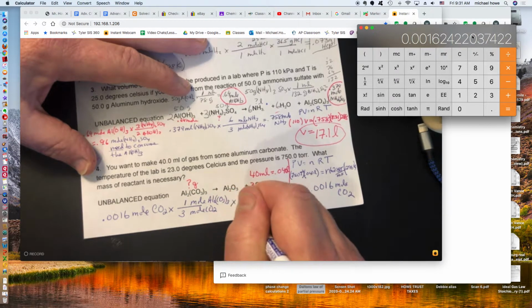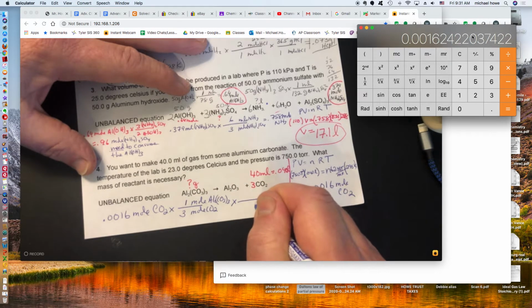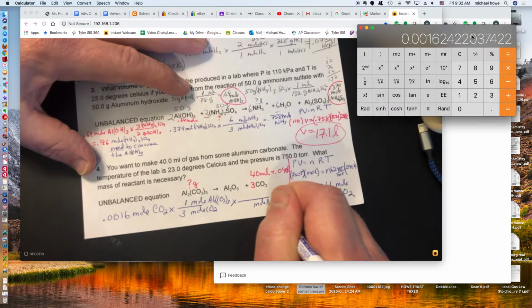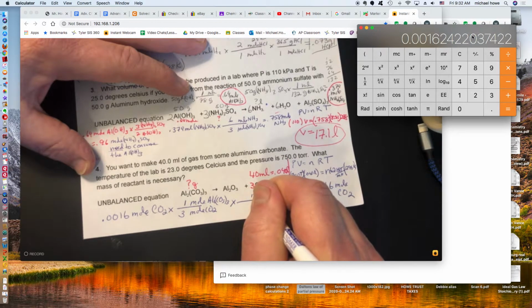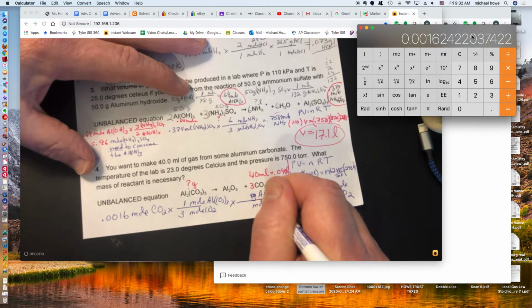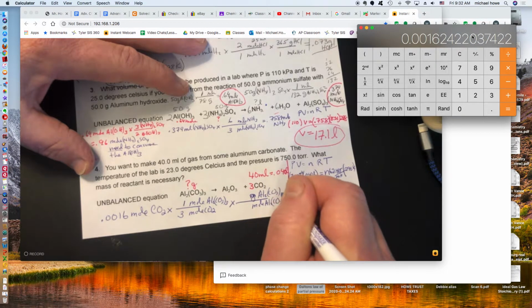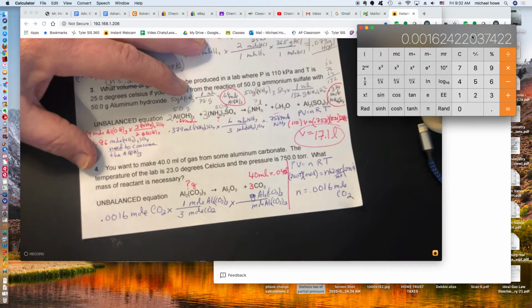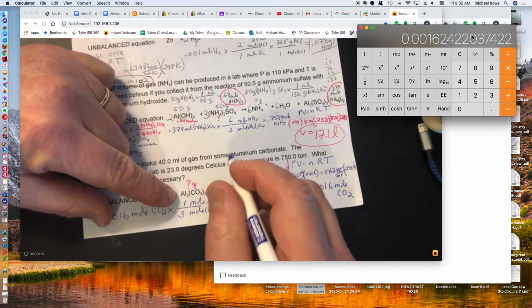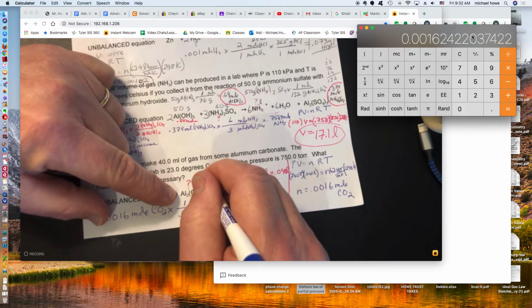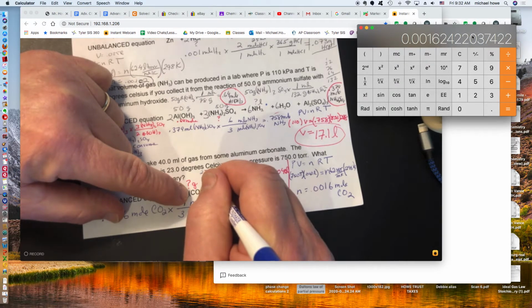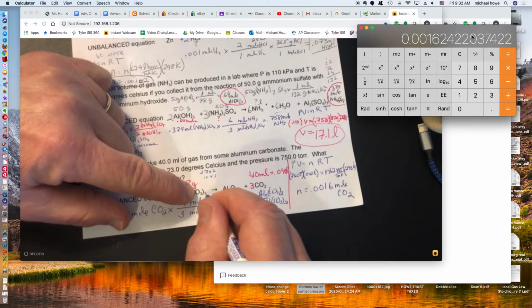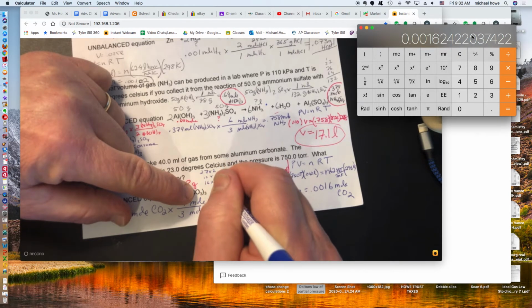Then we need to change to grams of aluminum carbonate. So I'm going to put moles of aluminum carbonate here, and grams of aluminum carbonate on the top. Well, we've got to find the mass of the aluminum carbonate, so that'll take us a second. We have aluminum is 27, so we have 27 times 2. Carbon is 12, but there's 3 out here, so it'll be 12 times 3. Oxygen is 16, but there are 9 of them.